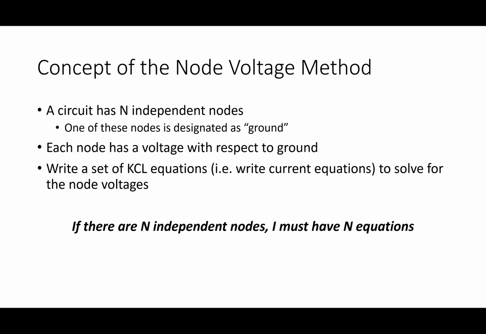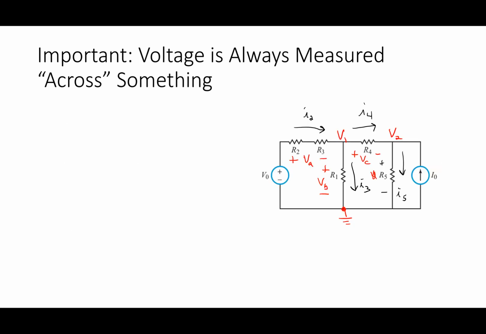Each node has a voltage with respect to ground. That's different than the voltage across an element, okay? And we end up writing a set of current equations to solve for everything. So what I talked about the other day is voltage is always measured with respect to something. There's got to be 2 points anytime I talk about a voltage. So if I talk about a node voltage here, I've got V1 and V2, right? V1 and V2 are the voltages above ground.